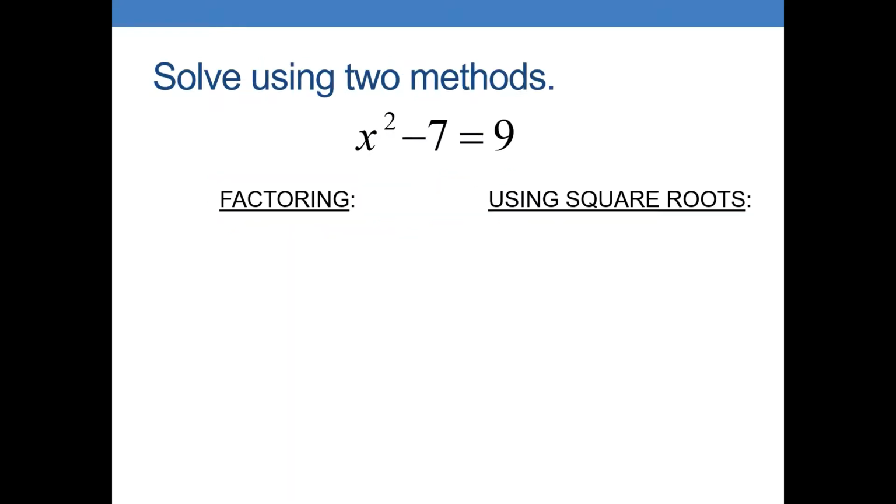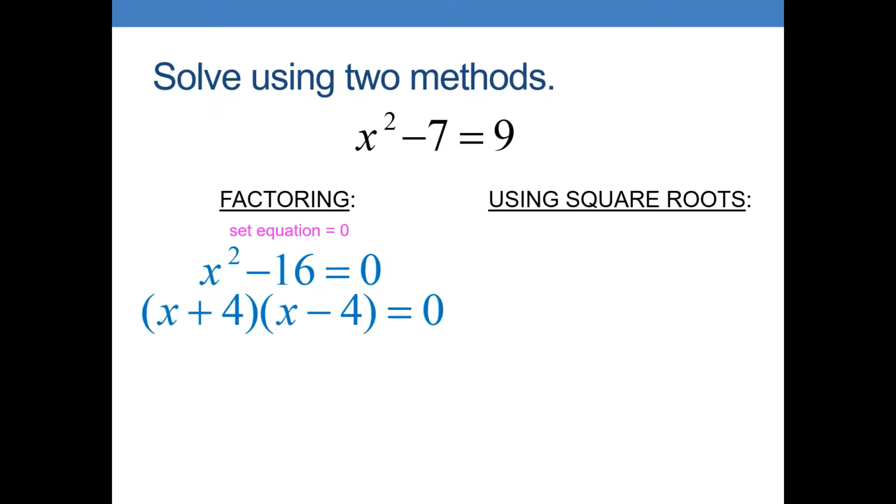Now let's look at this equation. This equation is unique. It can be solved using both methods. We've been factoring all along. In order to solve by factoring, we set the equation equal to 0. That means I'd have to subtract 9 from both sides. And then I could factor the difference of two squares, set each factor equal to 0, and we get two solutions.